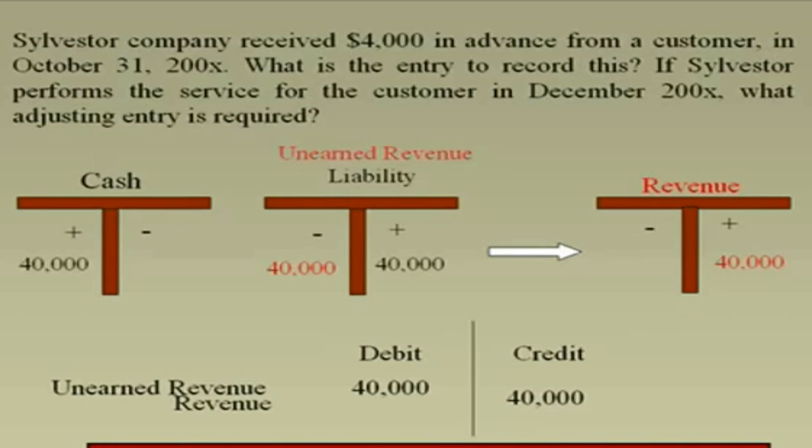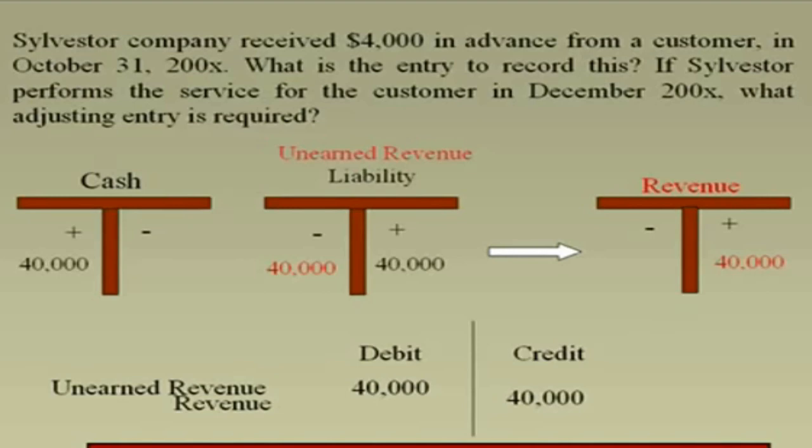You don't have the liability anymore because you did what you were supposed to do, so you don't owe them anything. So the liability minus 40, which means unearned revenue has vanished. It gets converted to revenue. Unearned revenue, which is a liability, would now be shown as revenue.